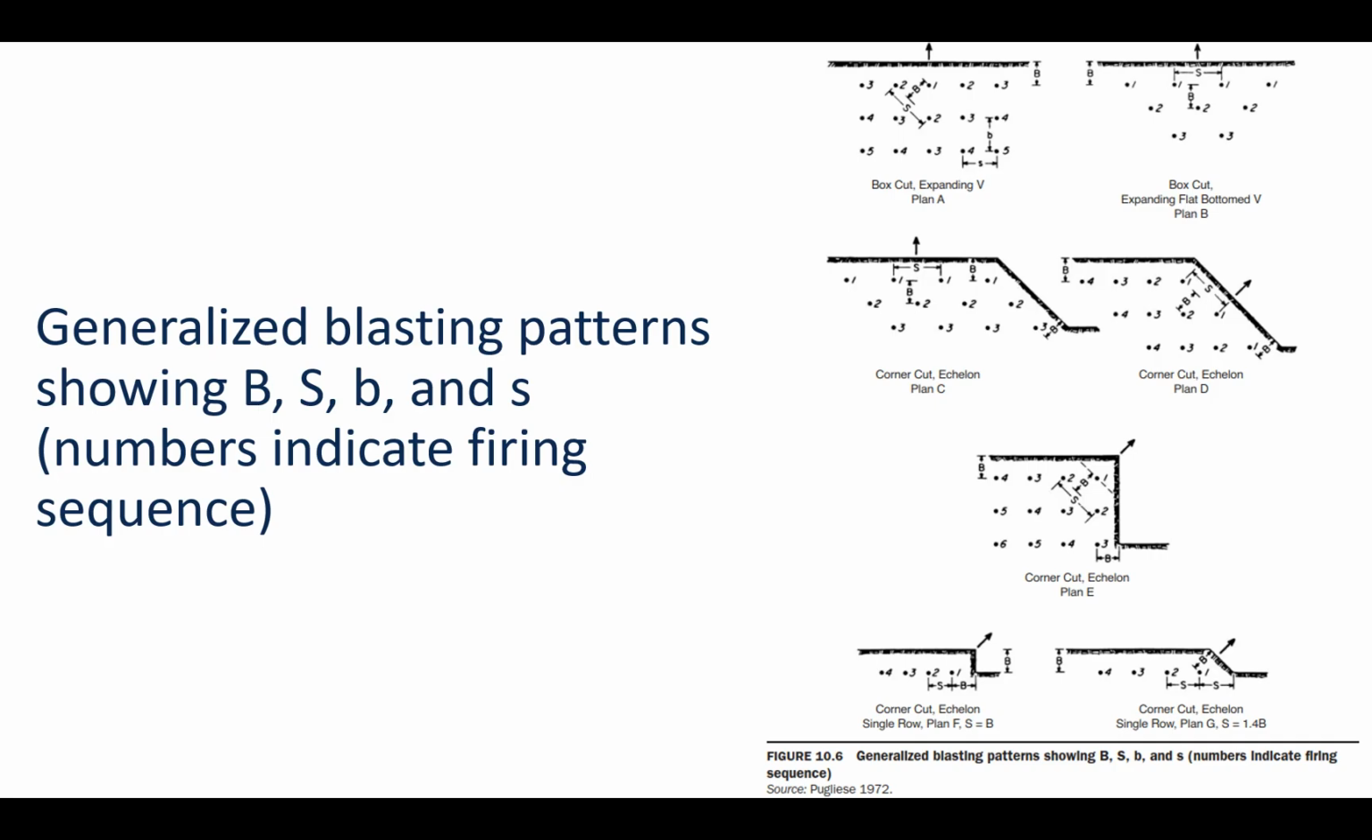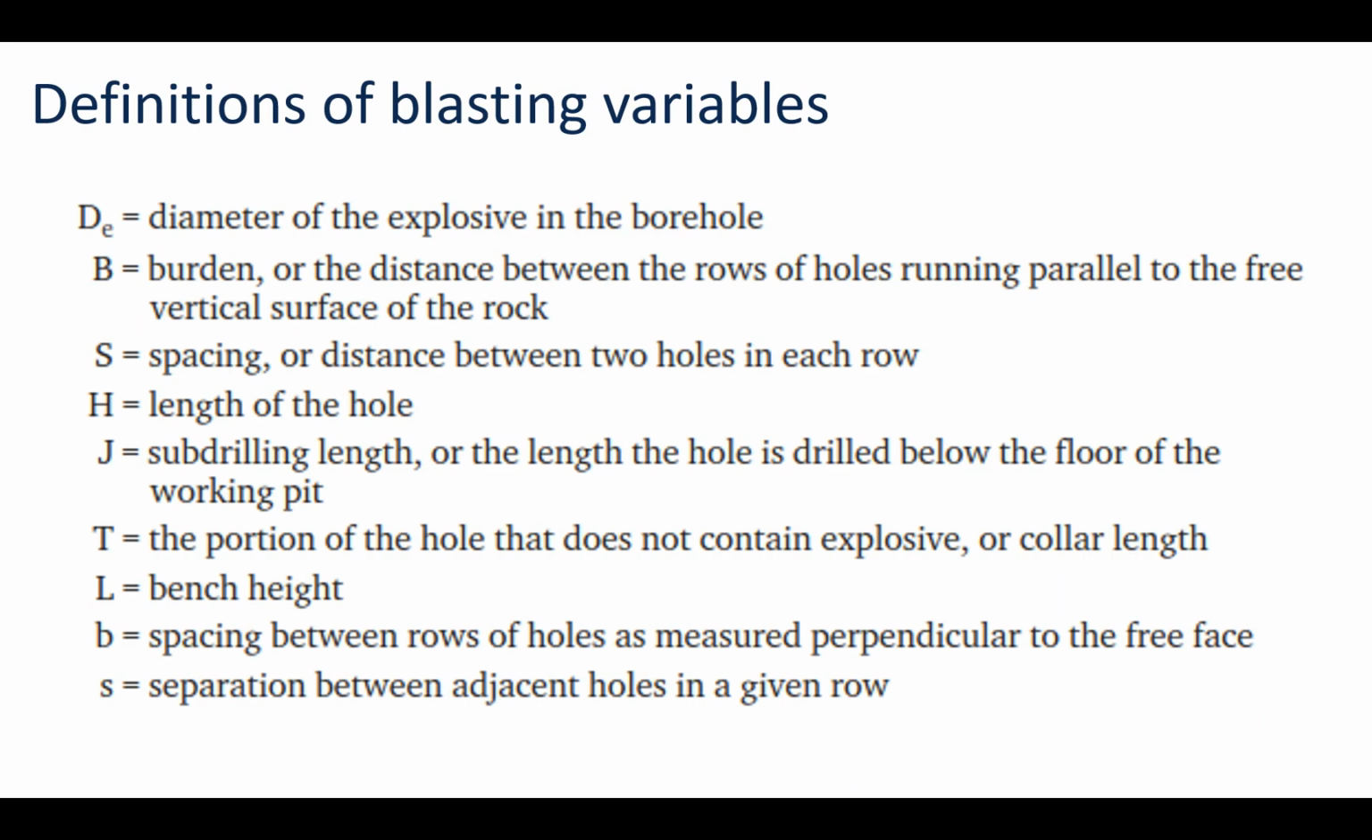And so the definition of those blasting variables is here. Like I said, you've got the diameter of explosives in the hole, the burden, the spacing, the length of the hole, or H, the height. J is the subdrilling length. T, the portion of the hole that does not contain an explosive, or the collar length. So that's at the top of the hole. Like I said, typically you put some stemming material in there to provide confinement. L is the bench height. Big B is the burden, little b is the spacing between rows of holes measured perpendicular to the face. And little s is the separation between adjacent holes in a given row.